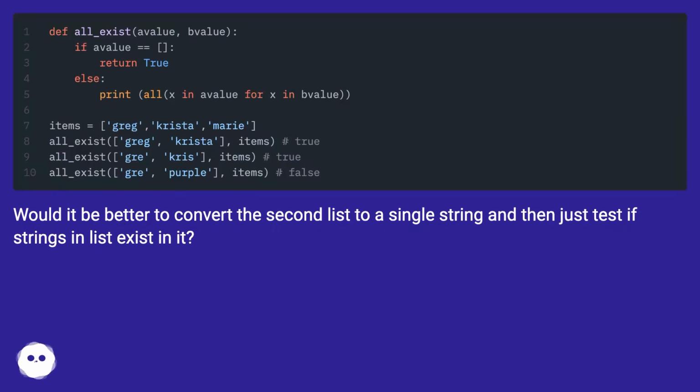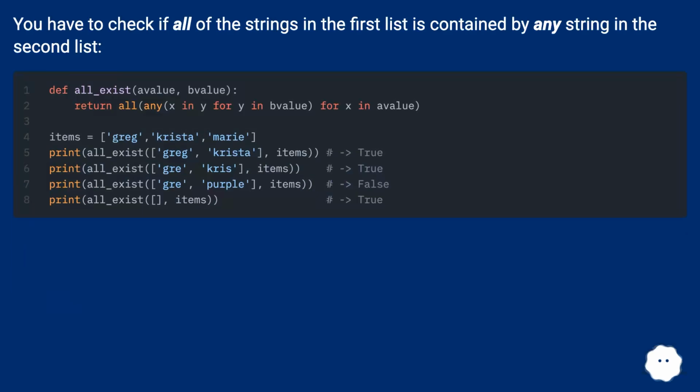Would it be better to convert the second list to a single string and then just test if strings in the list exist in it? You have to check if all of the strings in the first list are contained by any string in the second list.